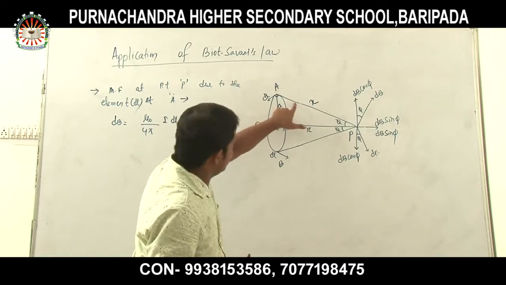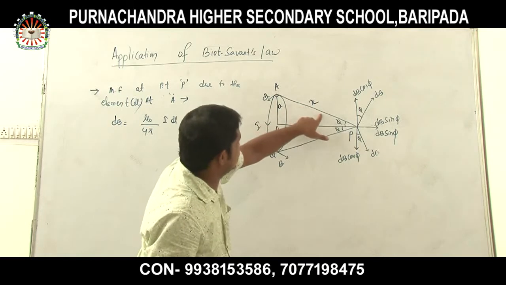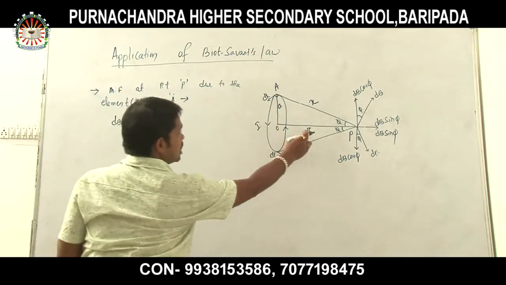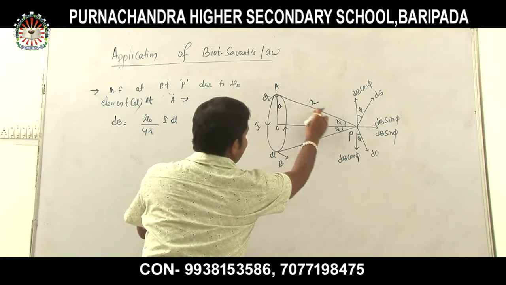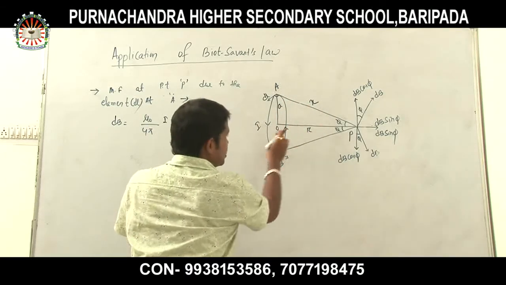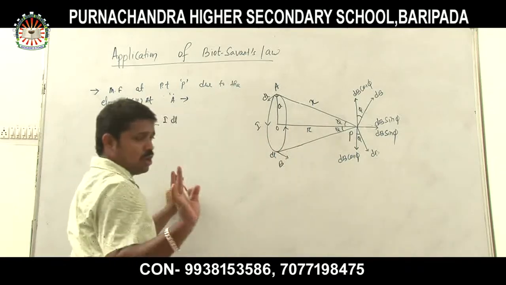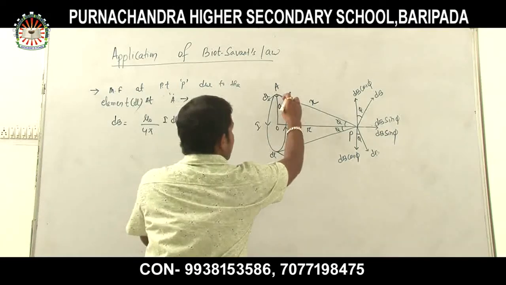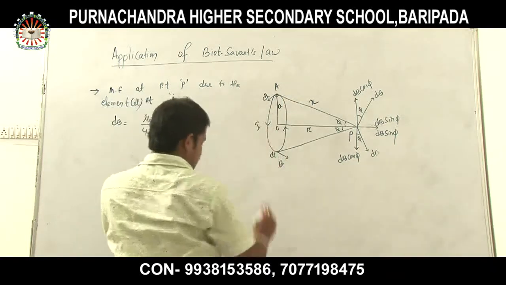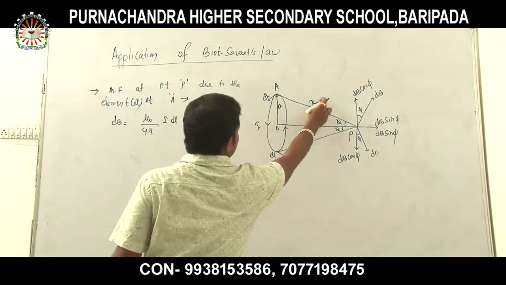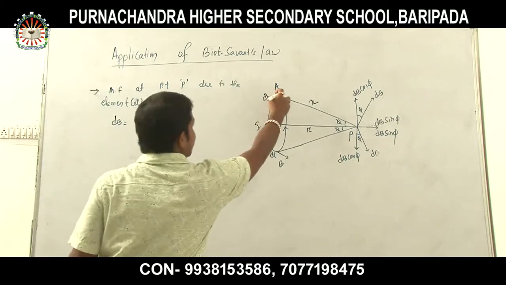So don't confuse. Here the distance is mentioned as x. Don't confuse it with this r. Okay, so here the distance is x. r is the distance from the center to P, so don't confuse it with this one. Here, this is the dl, this is the point. So from this dl to this point the distance is x. And the angle between them is theta.